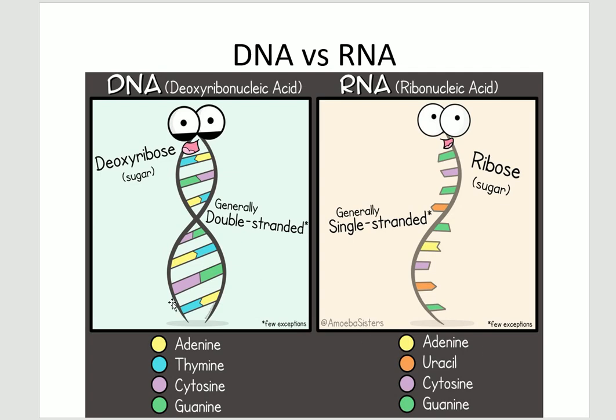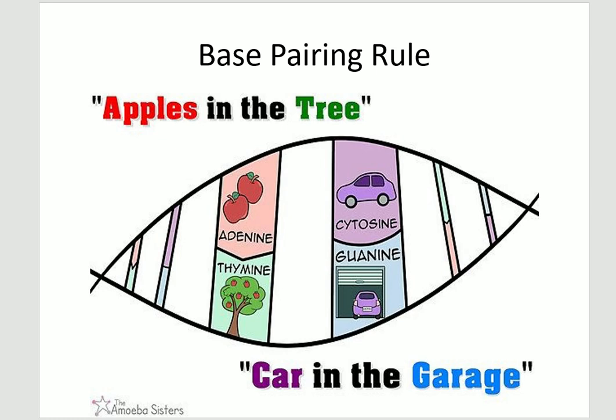Please understand that. ATCG in DNA replication. But once we start transcribing to RNA, it's going to be AU, uracil replaces that thymine, and CG always. So apples in a tree, car in a garage, easy way to remember, or you can just remember ATCG.